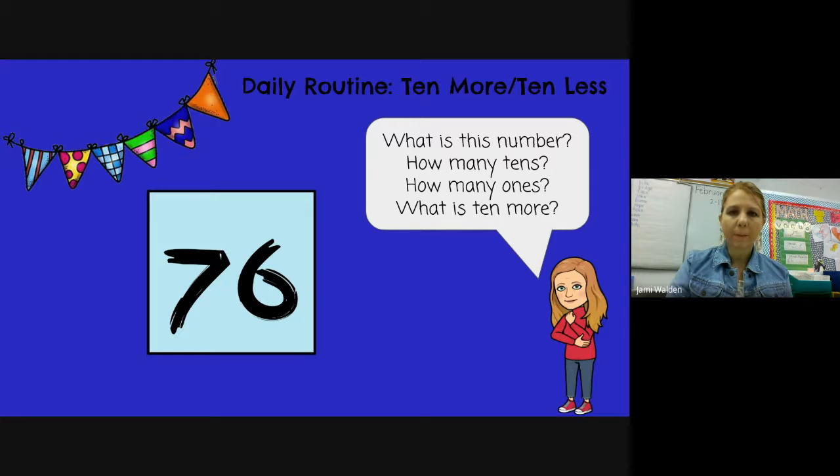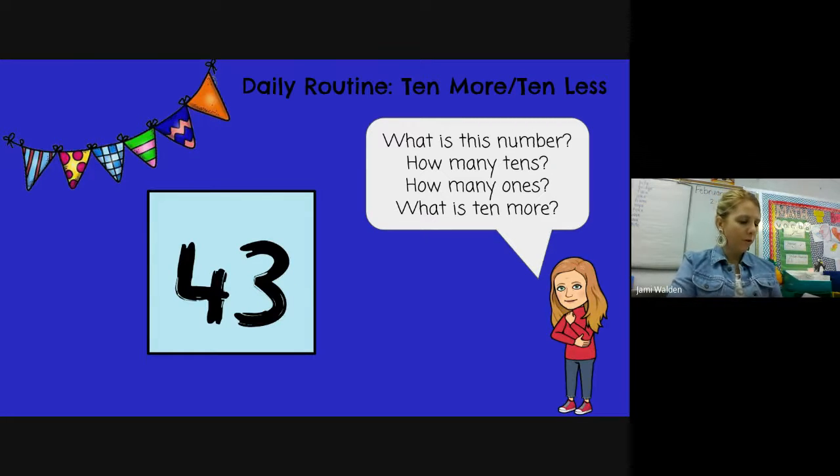What is the number? 76. How many tens? Just 7. And how many ones? 6. So what is 10 more? Remember, to find 10 more when I don't have a hundreds chart, I can look at the number 76. I'm going to focus on the tens place. The 7 is in the tens place. I'm going to give it 1 more. So 7, 8, and use the same 1. So the ones place is not going to change when I count by tens. So 76 and 10 more is 86.